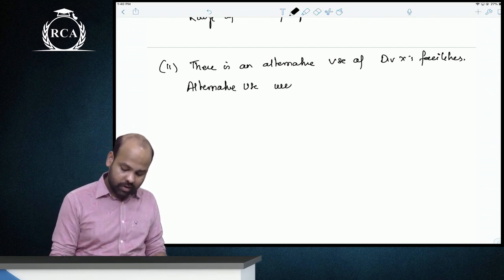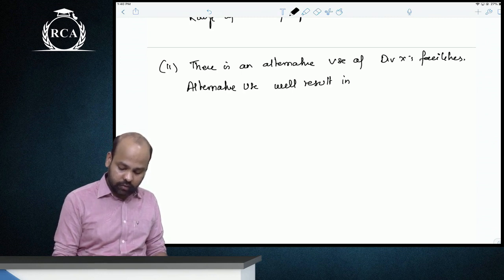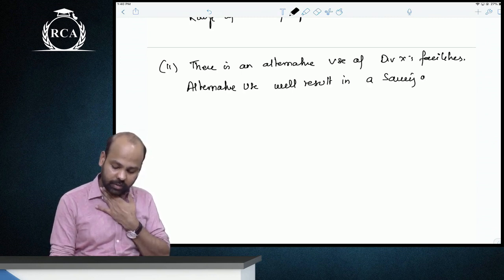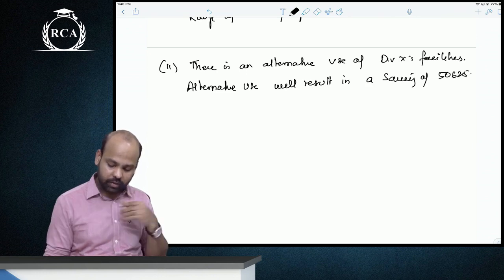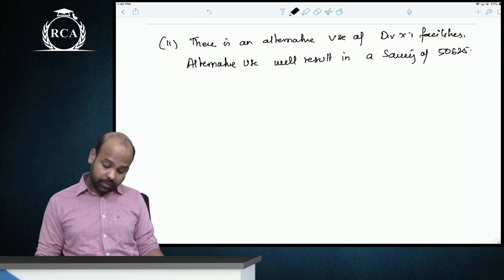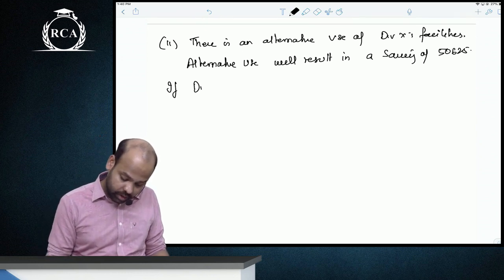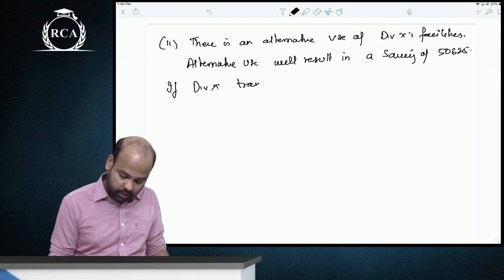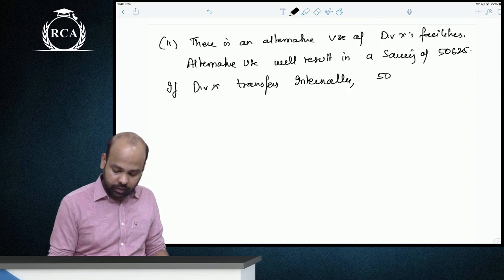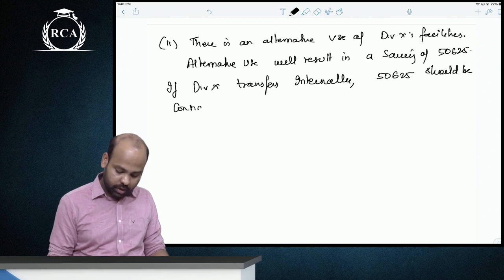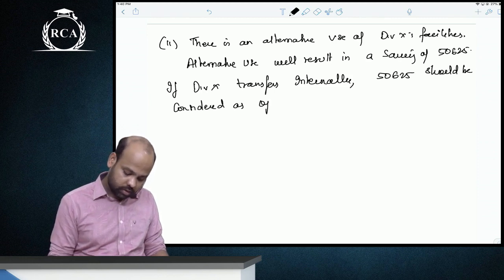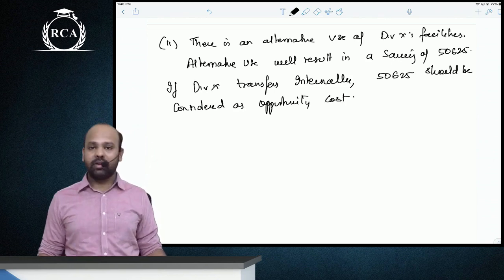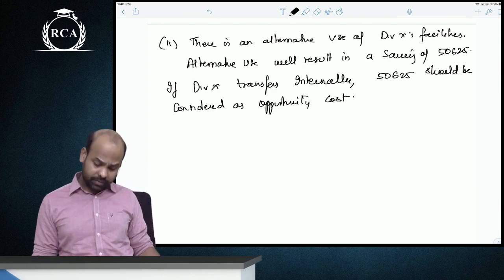Alternative use will result in a saving of 50,625 rupees. Now if division X transfers internally, 50,625 should be considered as opportunity cost. Should be considered as opportunity cost. Understood?